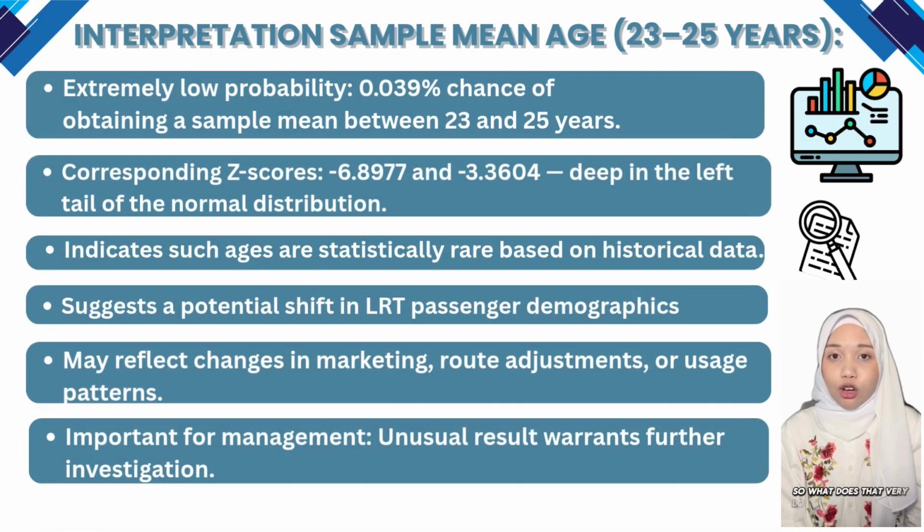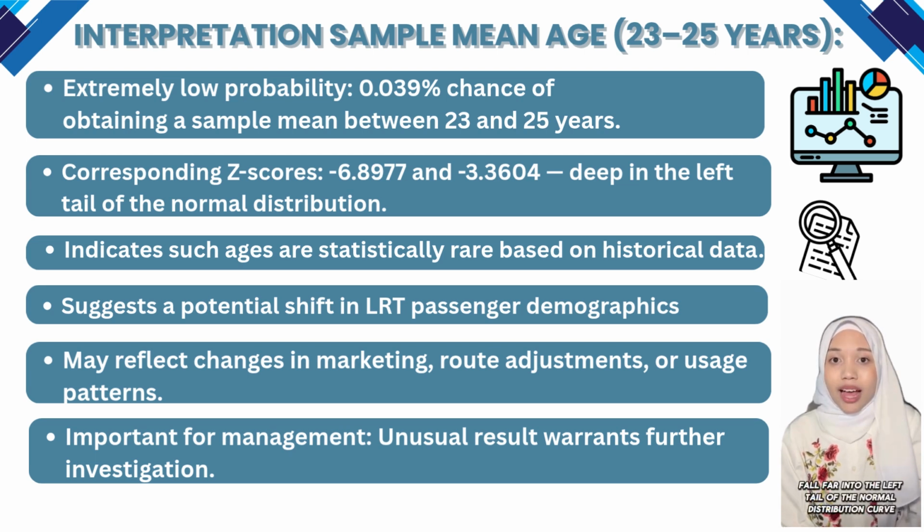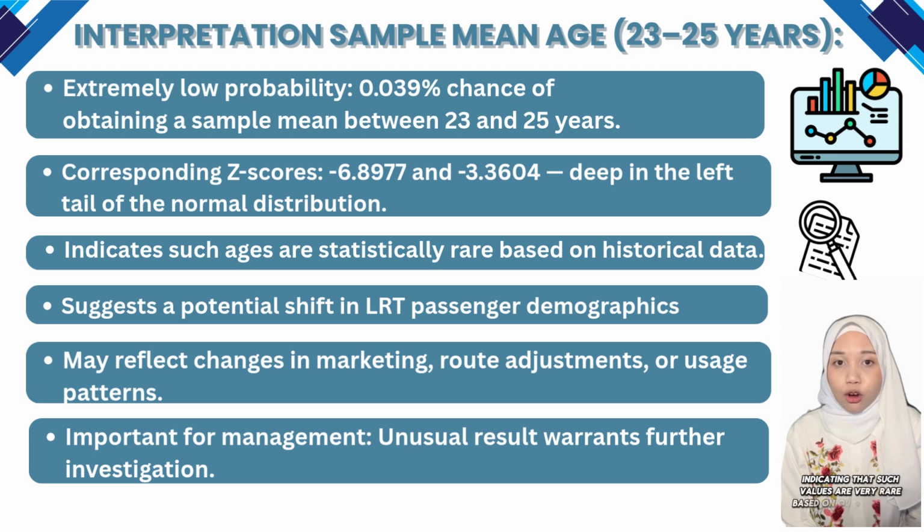So, what does that very low probability tell us? A probability of just 0.039% means it is extremely unlikely to get a sample mean between 23 and 25 years. The z-scores of negative 6.8977 and negative 3.3604 fall far into the left tail of the normal distribution curve, indicating that such values are very rare based on our historical data.